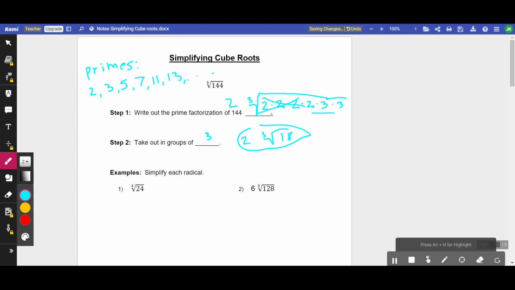And the reason you could do that is because 2 times 2 times 2 would be 8, and the cube root of 8 would be 2. So that's why you are pretty much taking the cube root of these 3 numbers and then leaving whatever is left inside there.